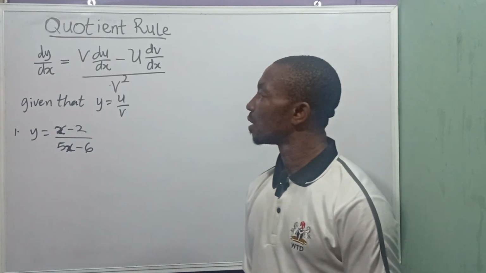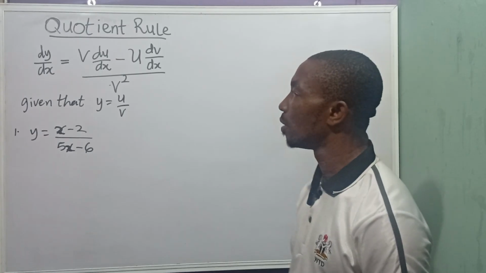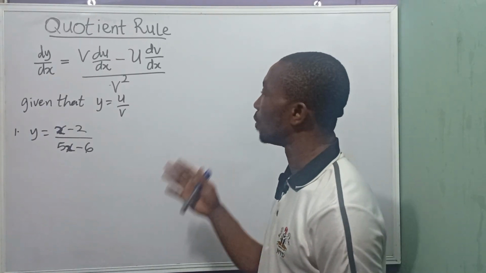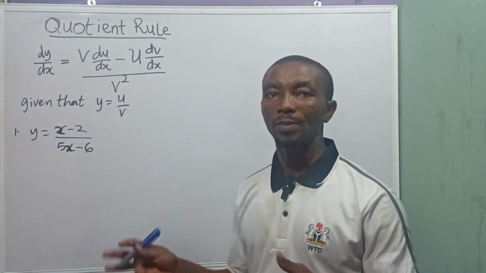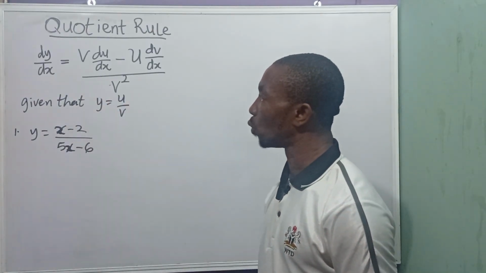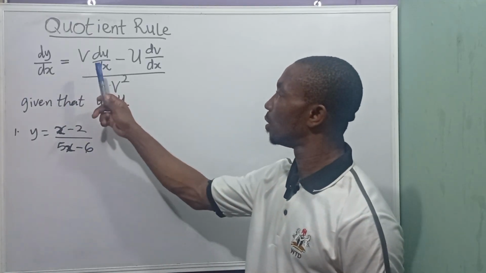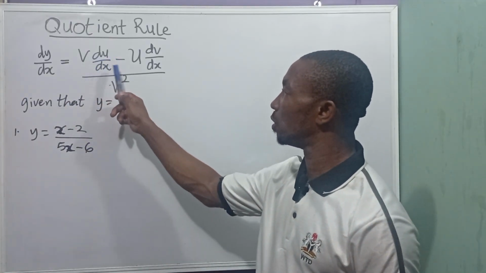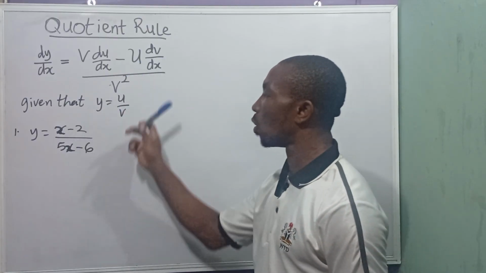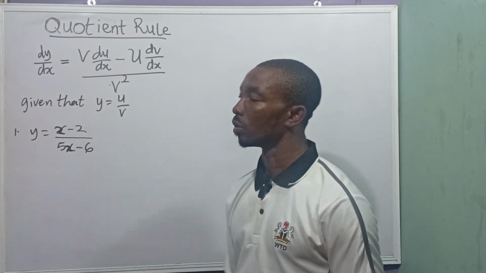Now, given that y is u over v, then to differentiate u over v with respect to x, we apply our quotient rule, which says dy/dx equals v du/dx minus u dv/dx, all divided by v squared. Now, let's look at an example here.